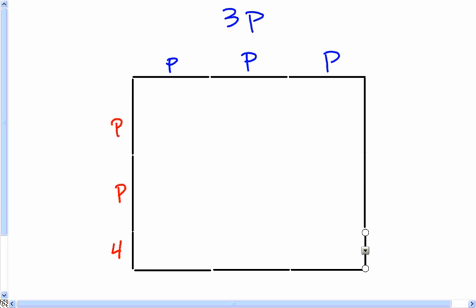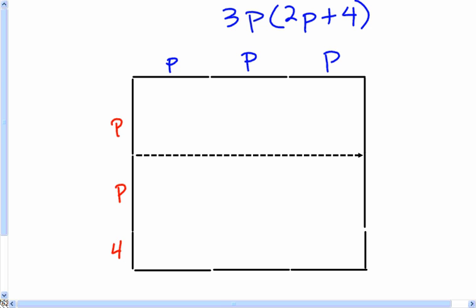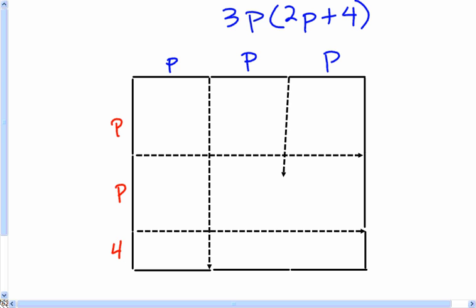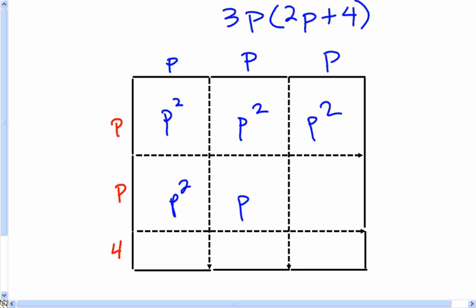And then this great big rectangle now is represented by 3p times quantity 2p plus 4, doing length times width. Now I'm going to show the inside areas using dotted lines here as dividers. So we can see what this is in expanded form. Okay. Now, each of these are squares, and they're all p by p, so we have a p squared there, there, there, there, and there.